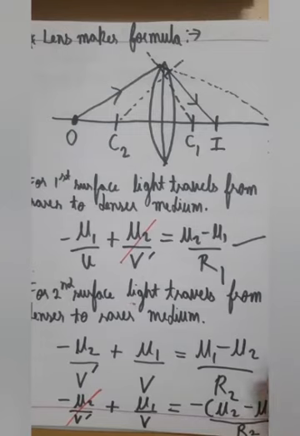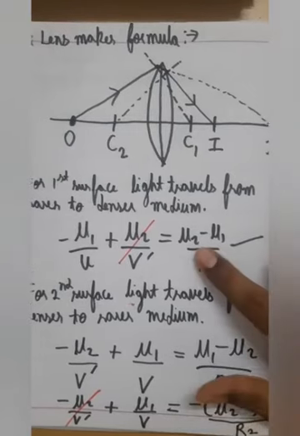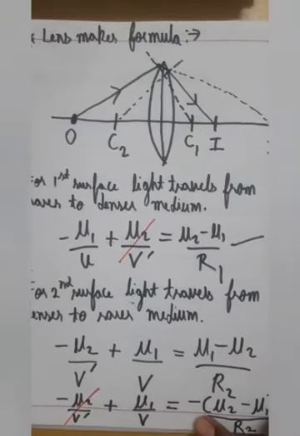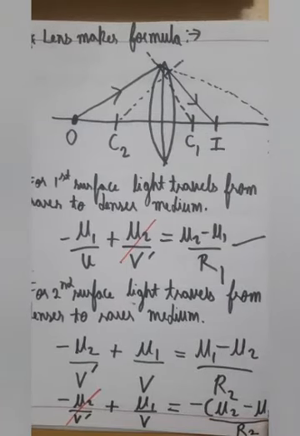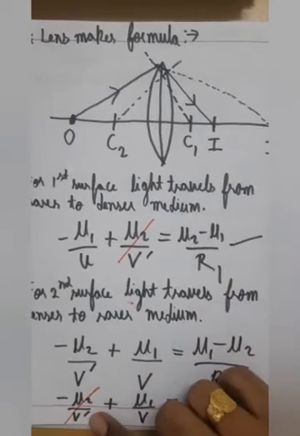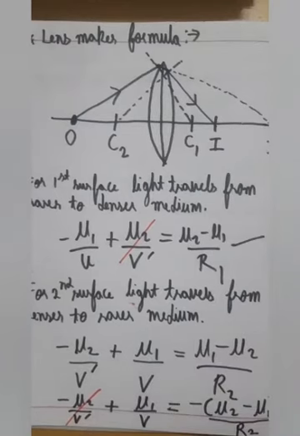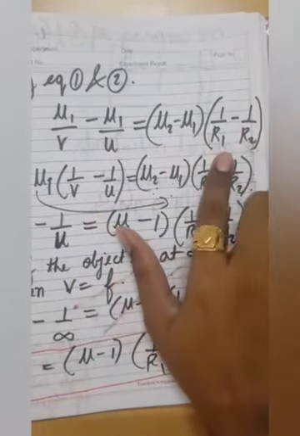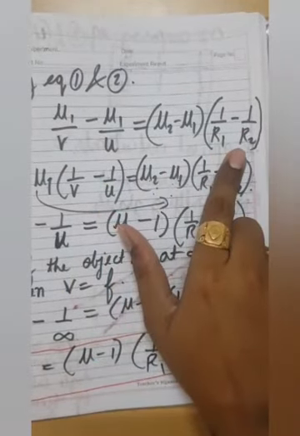Now what we will do is, we will rearrange this equation, because here it was mu2 minus mu1 and here it is mu1 minus mu2. So I have taken minus sign as common. So this would become mu2 minus mu1. And once I add this equation and this equation, this mu2 upon v dash would get cancelled out, and we are left with this particular equation, which is mu1 upon v minus mu1 upon u is equal to mu2 minus mu1 into 1 upon r1 minus 1 upon r2.